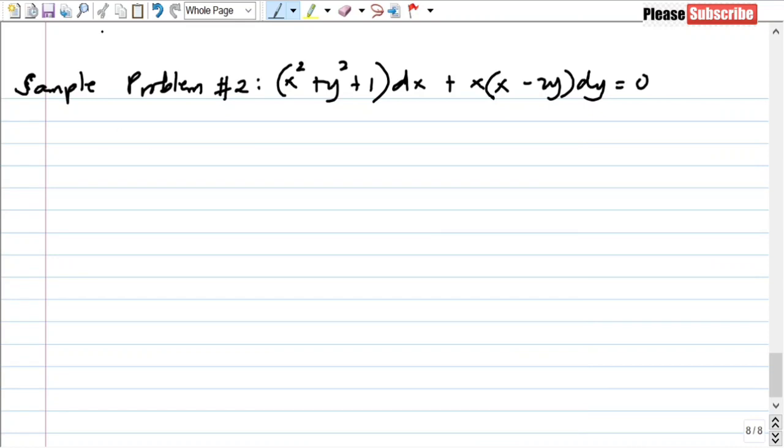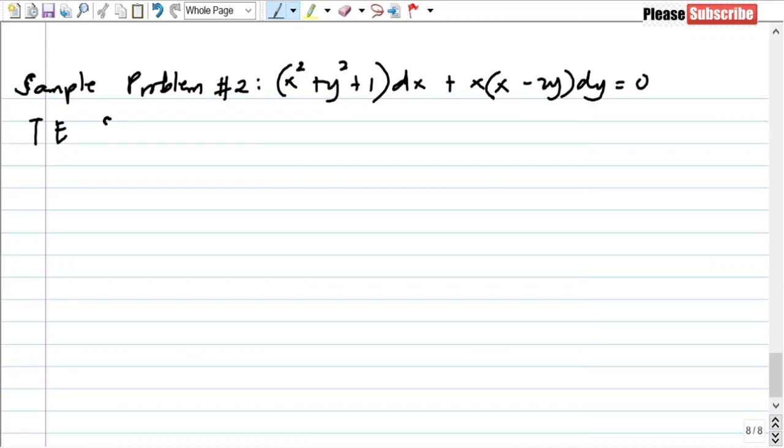So the first thing we have to do is we have to test for exactness para makita natin kung exact or hindi. Kasi kung exact siya, diretso na tayo dun sa method for evaluating differential equation na exact. Kung hindi, ay hahanapin natin yung integrating factor. So, let's try.